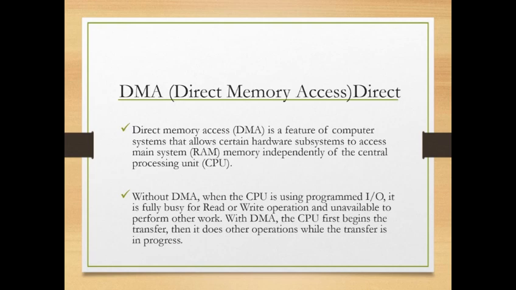There is a direct connection between input output and memory, and this connection is controlled by DMA. DMA has the independence to access the main system memory of the central processing unit, which is known as CPU. Without DMA, the CPU is using programmed input output, so the operations carried out keep it fully busy and unable to perform other work. With DMA, the CPU first begins the transfer and then does other operations while the transfer is in progress.